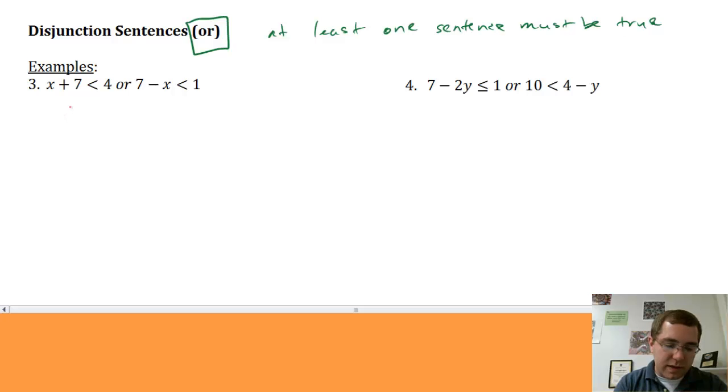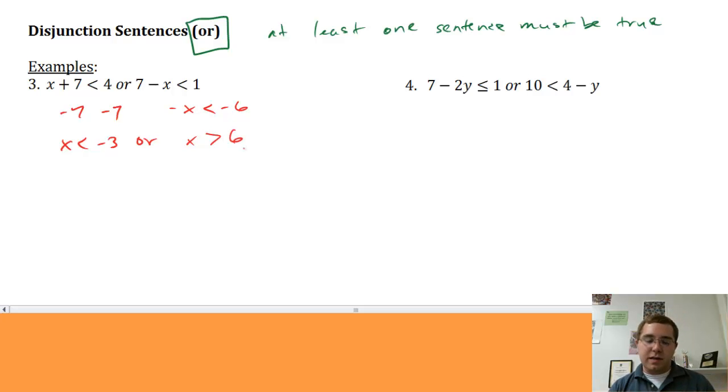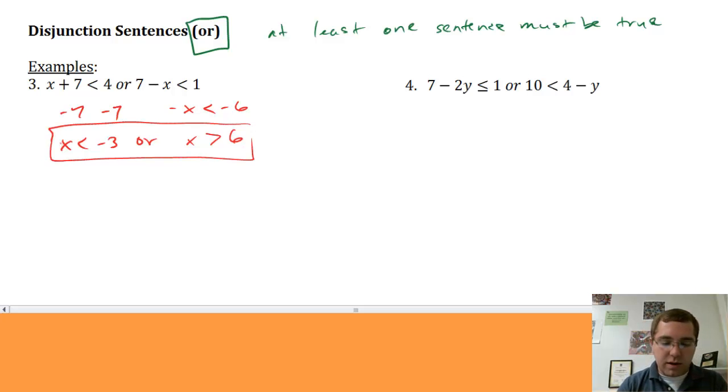So if we solve the first one, x plus 7 is less than 4, we subtract 7 from both sides, and x is less than negative 3. Or we solve the one on the right, we get negative x is less than negative 6, which means x is greater than 6. I have to divide both sides or multiply both sides by negative 1, which switches the sign. So I've got two parts with an or in the middle, and I need that word or, or my solution is incomplete.